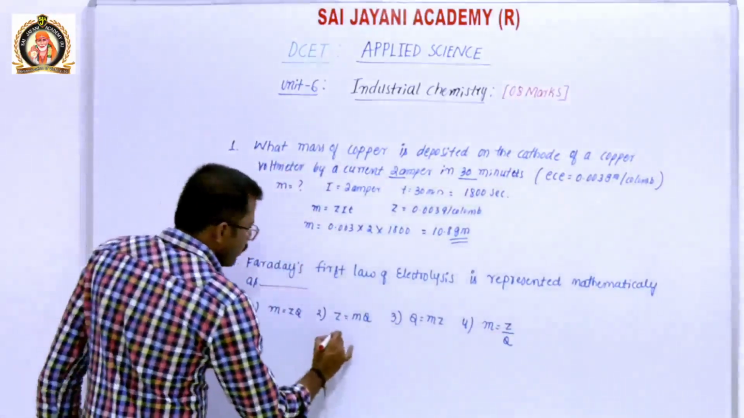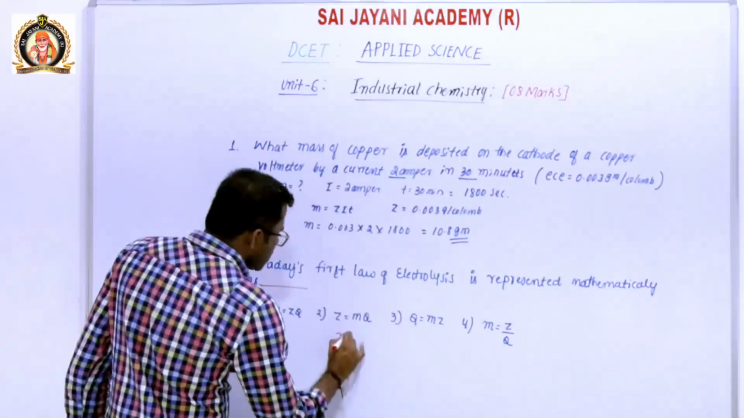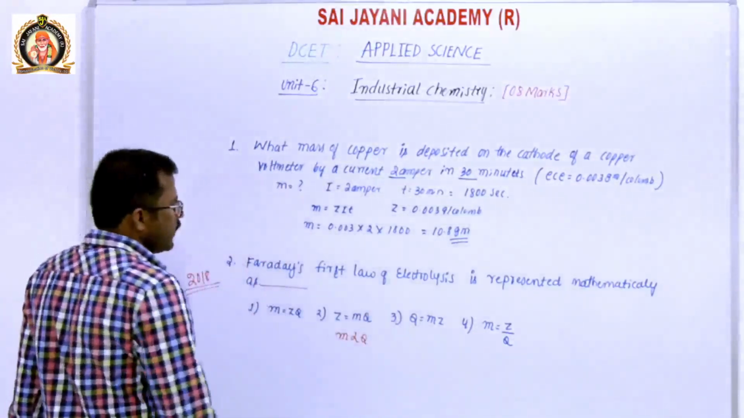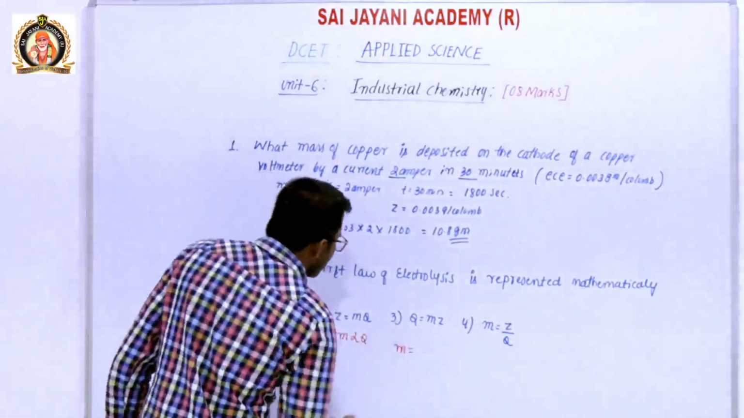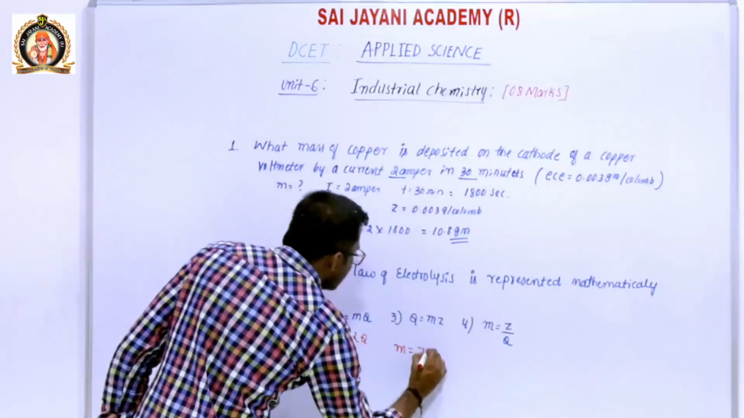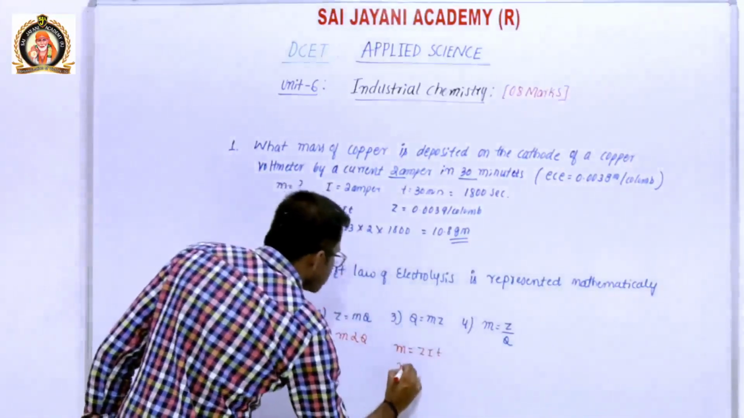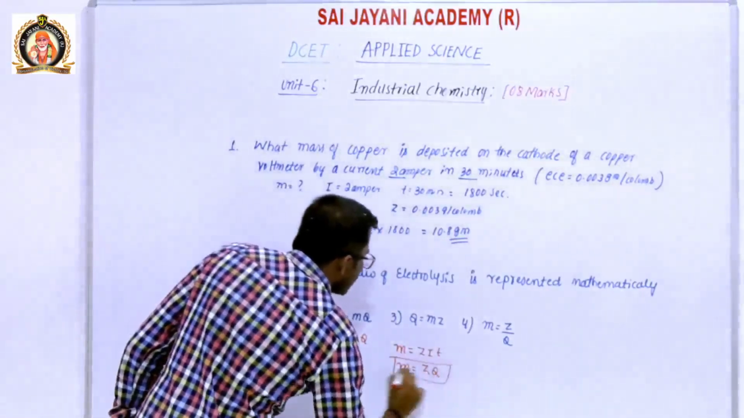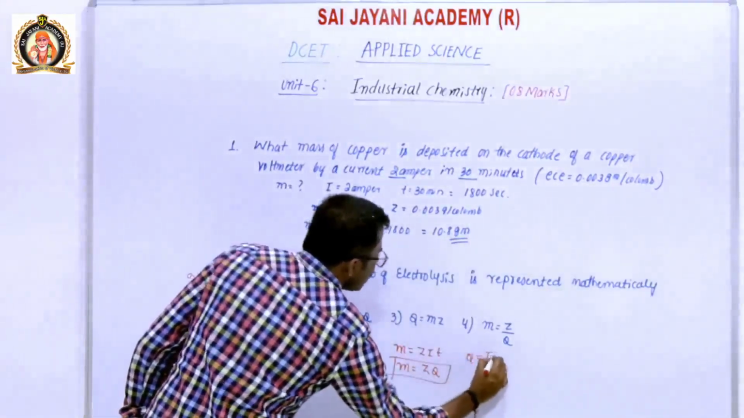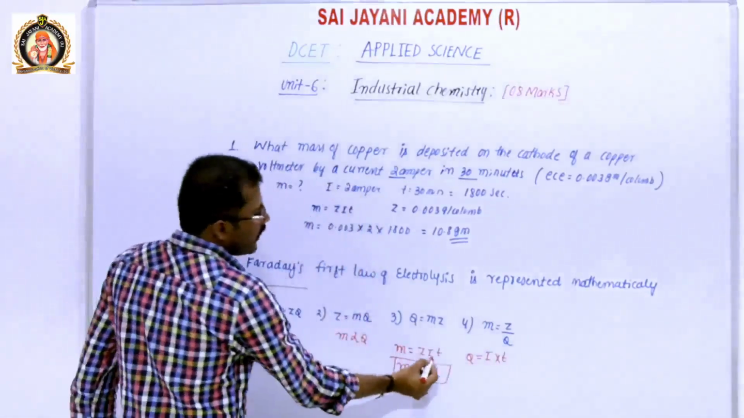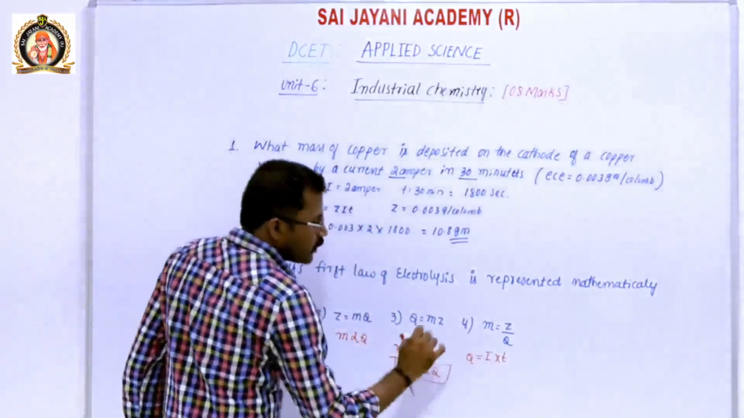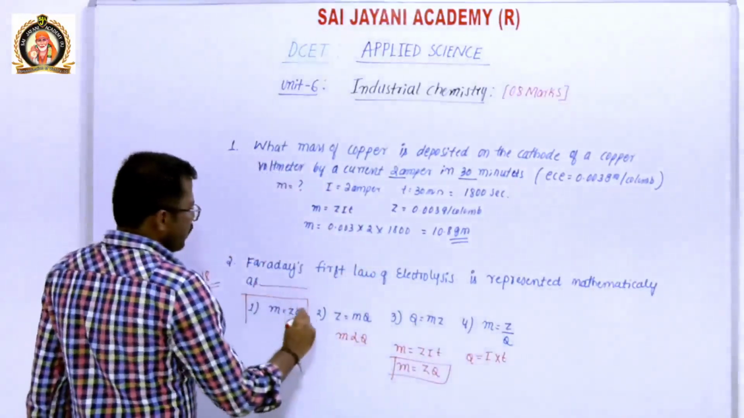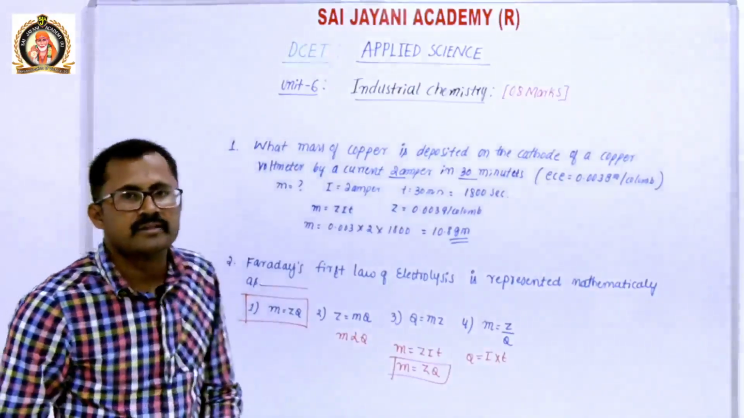We know that from Faraday's first law, mass is directly proportional to the quantity of electricity passed. So M is equal to Z into I into T, or M is equal to Z into Q, where Q is the product of I into T. In place of I into T, I write Q. So M is equal to Z into Q. Option A is the right answer.